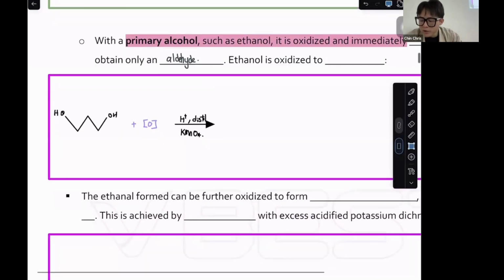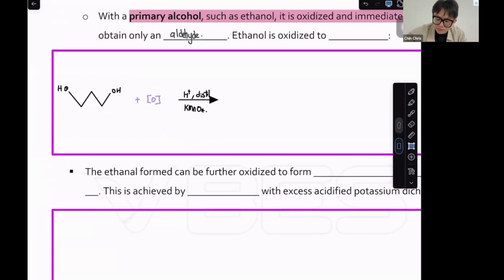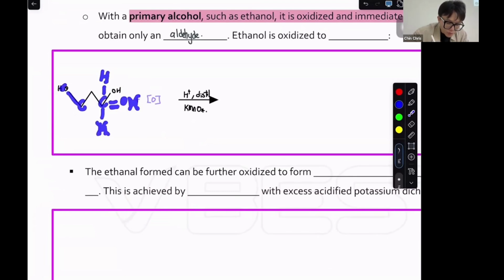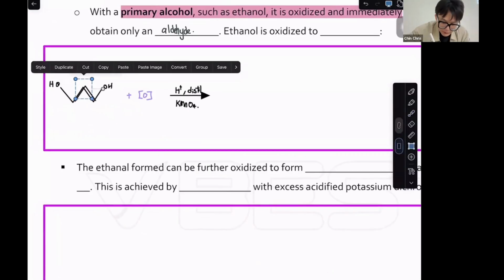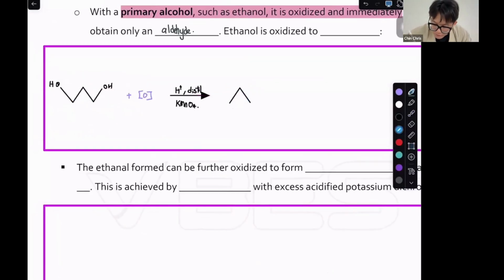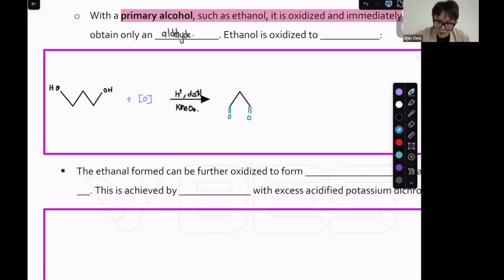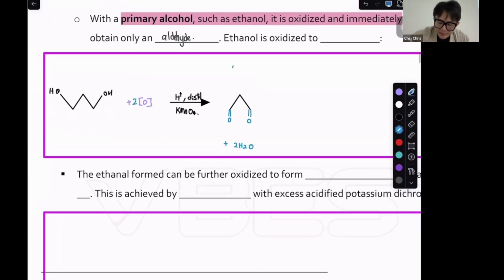Alright guys, now the same thing here. You see? I remove one H, then it turns into a double bond O. Get me? The same thing here. Remove one H, turn into a double bond O. So this is going to turn into an aldehyde. And you have two H2O here, guys. And this is an aldehyde.